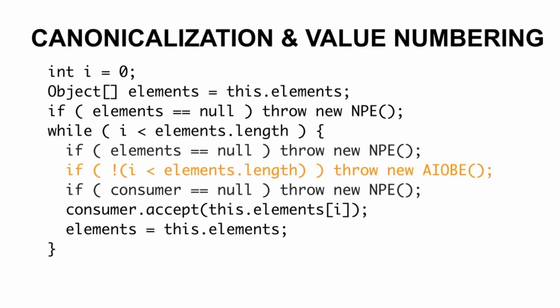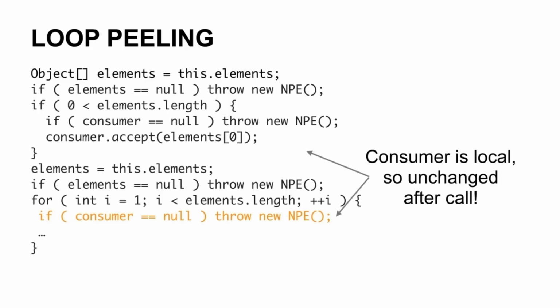But unfortunately, we are having to reload elements.length every single time because of the call. Still something else we're having to check every single iteration as well. We're having to check if consumer is null every time through the loop. Is there a way we can get rid of that? There is. We can use a global optimization called loop peeling, where we peel off the first iteration of the loop, or the first n iterations of the loop, hoping that by doing so, we can discover some facts that will hold for the remaining iterations. Namely, consumer isn't null.